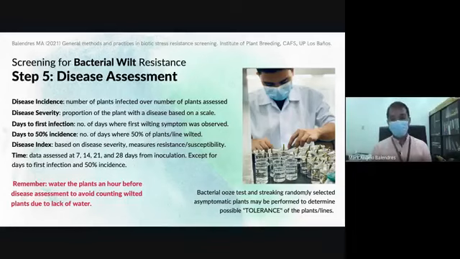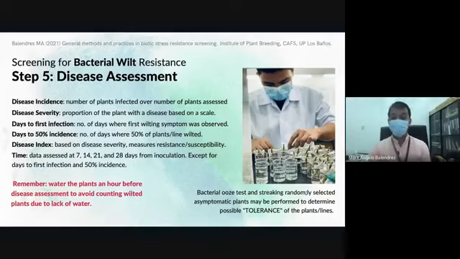And if there is a reviewer who is really good in bacterial screening, they might ask if there is bacterial colonization in your stem. So you can do bacterial ooze testing or streaking the bacteria from the ooze or the dilution onto your culture media.